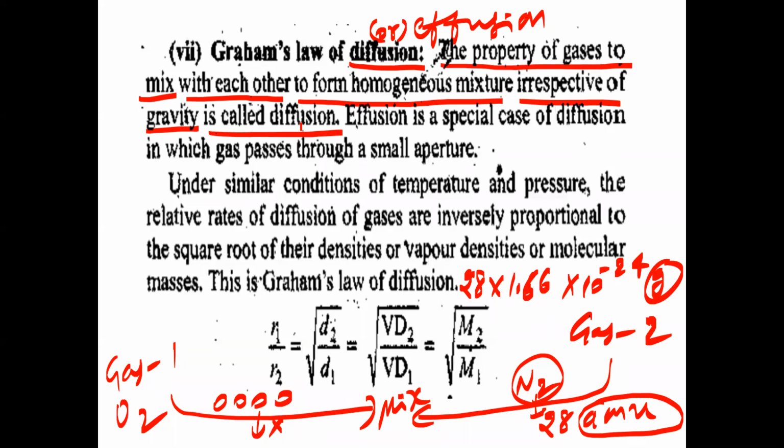That phenomenon is called what? Intermixing phenomenon is called what? Diffusion. And effusion is a special case of diffusion.